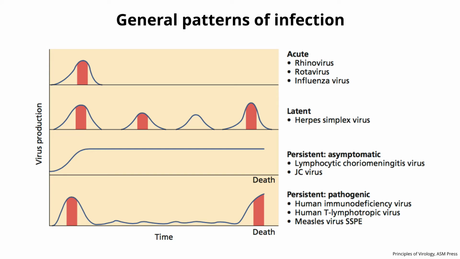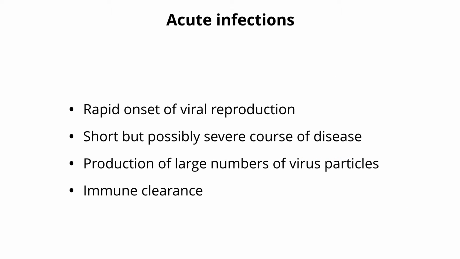And the best way, I think, to illustrate the principles of acute infection is to go over a few of the better known ones and talk about how they occur and how they are resolved. So that's what we're going to do today. So here are some features of acute infections. There's rapid onset of viral reproduction. There is a short period of disease, and this could be mild or it can be severe.